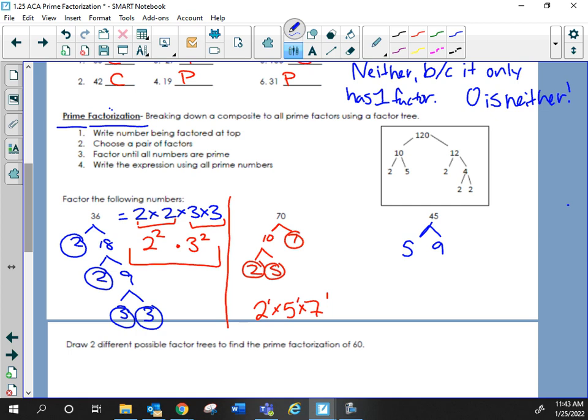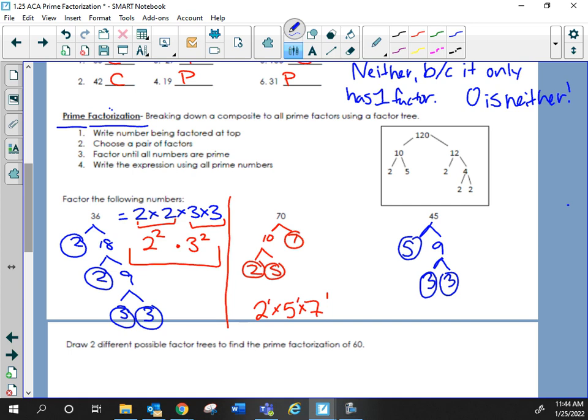Are either one of those prime? Yes. Which one? 5 is prime, but 9 I can break down. I can break it down into 3 and 3. So again, that's the same thing as 3 times 3 times 5, but I want to shorten it as much as I can.